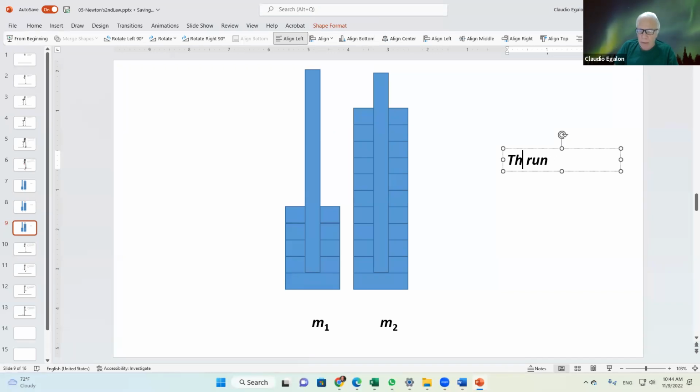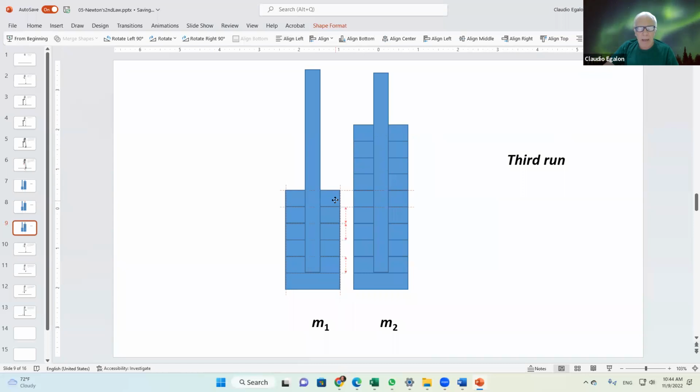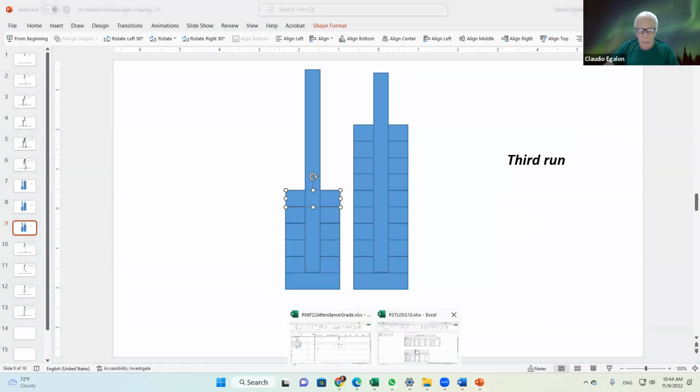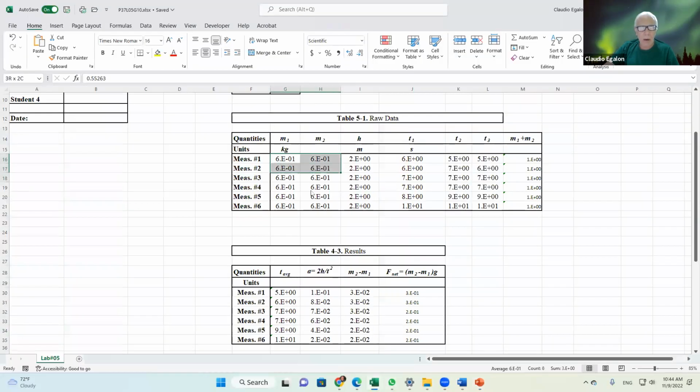Okay, but we keep M1 plus M2 constant. Then we go for a third run. For the third run, we place another slotted mass on the other side to change the net force again. We do that 6 times. That's what we're doing right in here. We're just exchanging mass from M2 to M1 and getting different accelerations and different intervals of time as well. And M1 plus M2 are going to remain constant, almost constant, depending on how you perform the experiment.